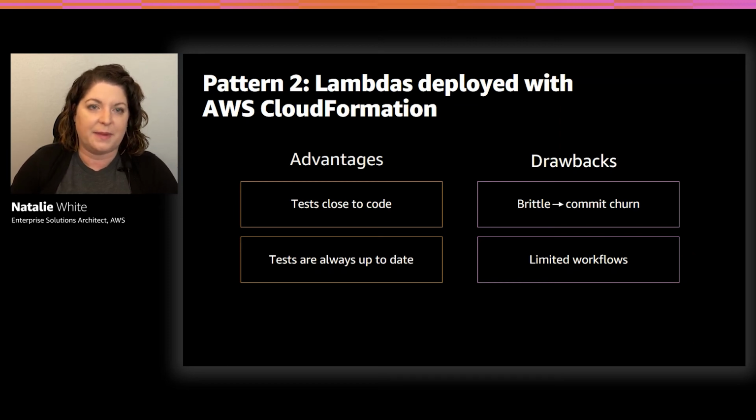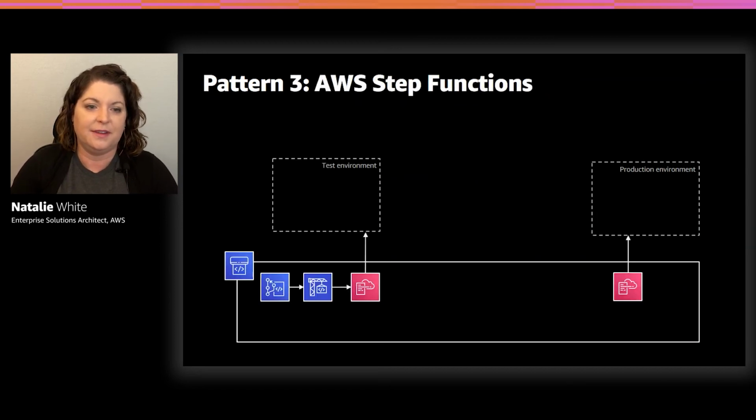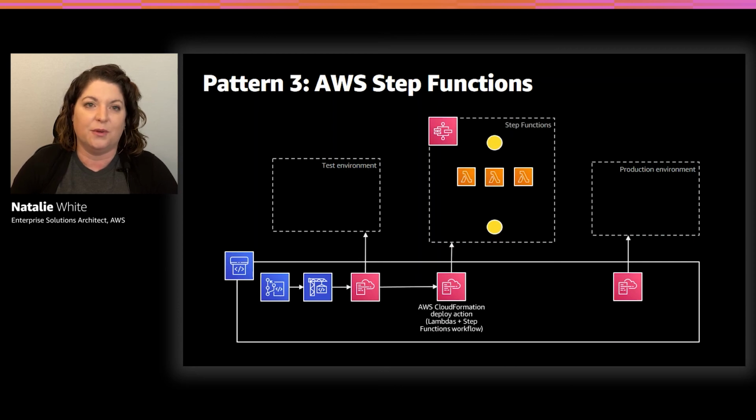Well, we can iterate on this pattern for a third time and add AWS Step Functions. So this pipeline is exactly the same as my first two patterns. And instead of deploying Lambdas, we're going to deploy the Lambdas along with a step function state machine that's going to define how those Lambdas are going to be run and define a more conditional workflow that we can use to create a more dynamic test run.